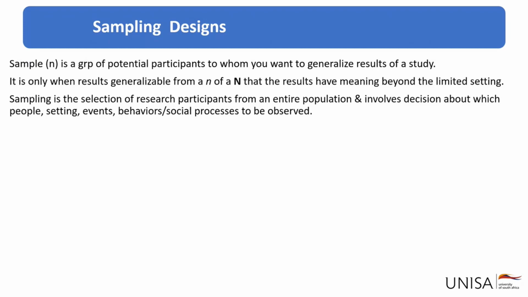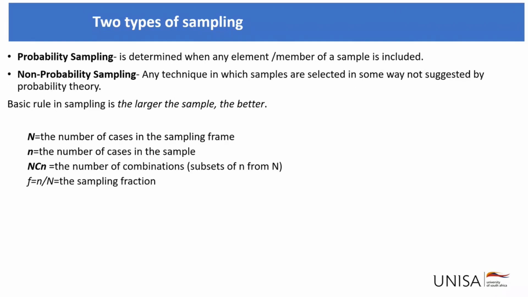So sampling is the selection of research participants from an entire population, and it involves decisions about which people, settings, events, social processes are to be observed. So when you've spoken to the 250, they speak for, they represent the 500. So there's no need for you to talk to 500 when you've got a representative sample. There are two types of sampling, ladies and gentlemen. We spoke about them: probability sampling and non-probability sampling.